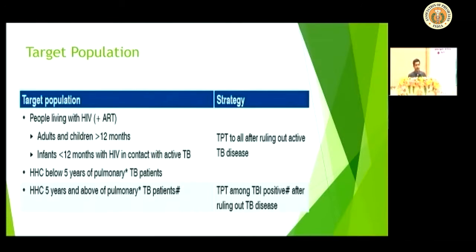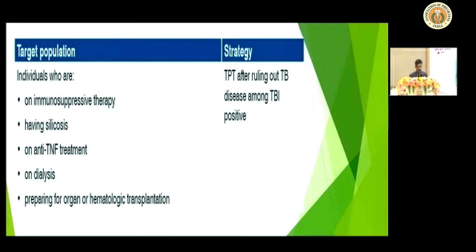Previously, TPT was offered only to contacts of pulmonary tuberculosis patients who are microbiologically confirmed and who are less than 5 years of age, children. But here the scope has been extended to people living with HIV, adults and children above 12 months, household contacts below 5 years, household contacts of 5 years and above who are in contact with a drug sensitive TB, individuals who are on immunosuppressive therapy and having silicosis or anti-TNF treatment like this.